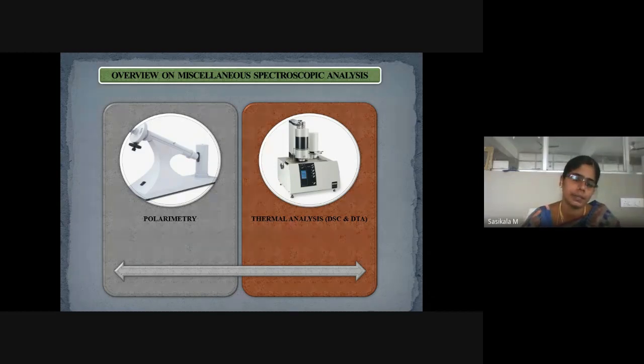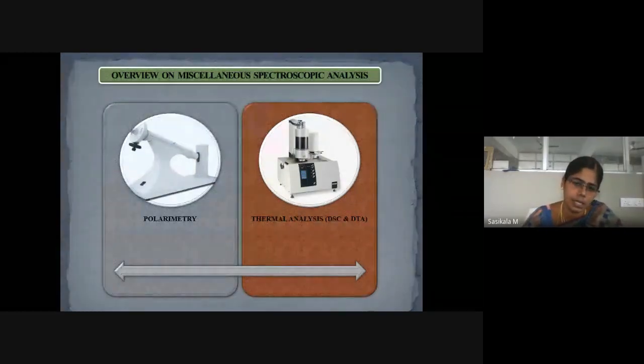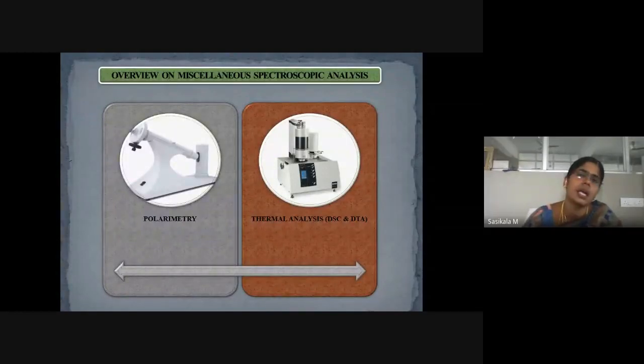Then about thermal analysis, here you will study DSC and DTA, that is differential scanning calorimetry and differential thermal analysis. By using temperature, we analyze the sample. It has applications similar to XRD, X-ray diffraction. We can analyze the crystal nature, whether it is stable or not, and at what temperature it is stable. So by applying temperature, we check the stability of the molecule along with its structural nature.